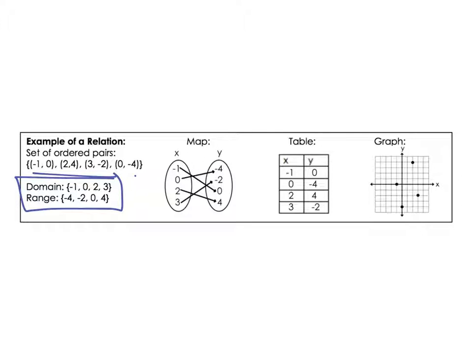Then I also have them in a map, which is what we call this over here. We have the x values over here in order, and we have arrows going to whatever y value they match up with over here. And the y values are also in order from least to greatest. And then we have them in a table. In the table, the x values are in order from least to greatest, but then the y value that matches with them in the ordered pairs is across from them. And then you guys know how to graph ordered pairs.